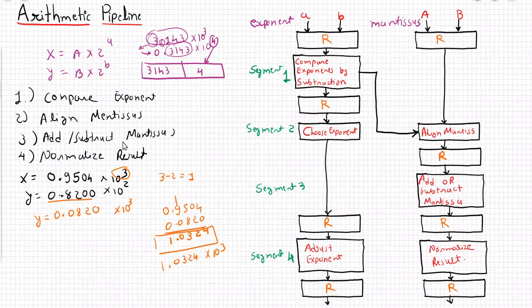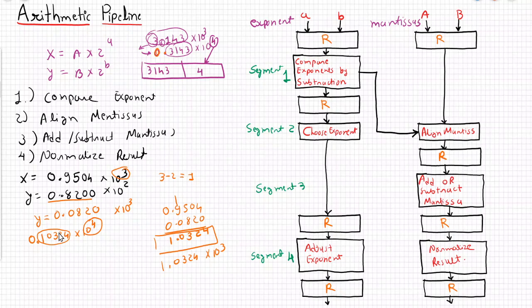After performing the addition or subtraction of the mantissas, we normalize the result. How is the result normalized? It is converted into the format 0 point something. If we convert this into that format, it becomes 0.10324 into 10 raised to 4. Then on one memory location this value will be stored, and on another memory location the exponent will be stored. This is how the arithmetic pipeline will work.